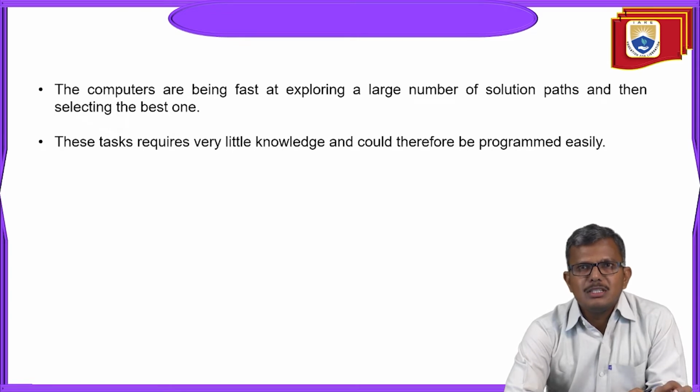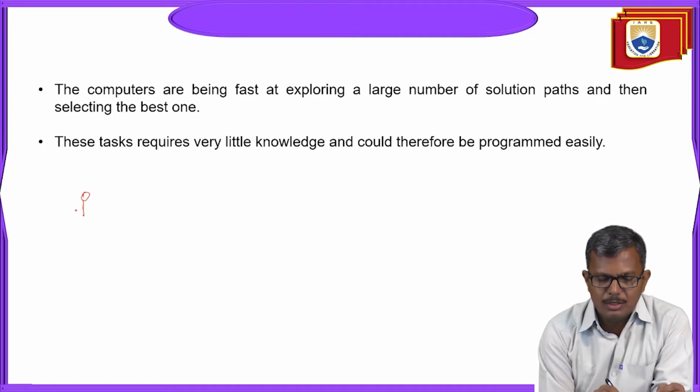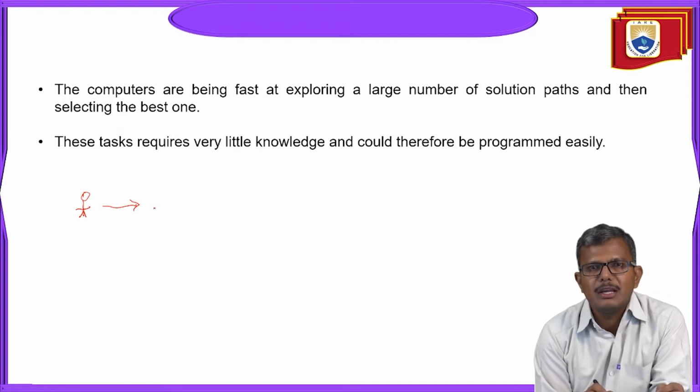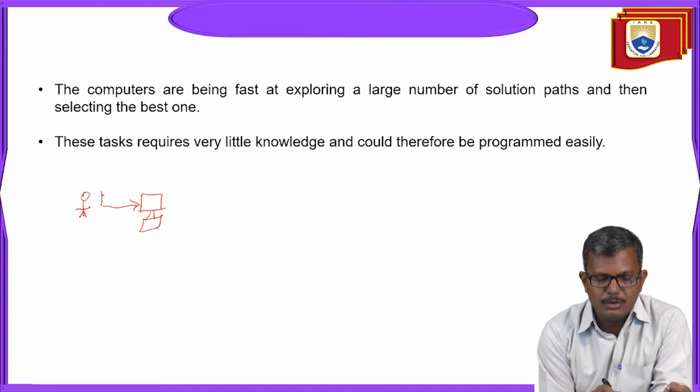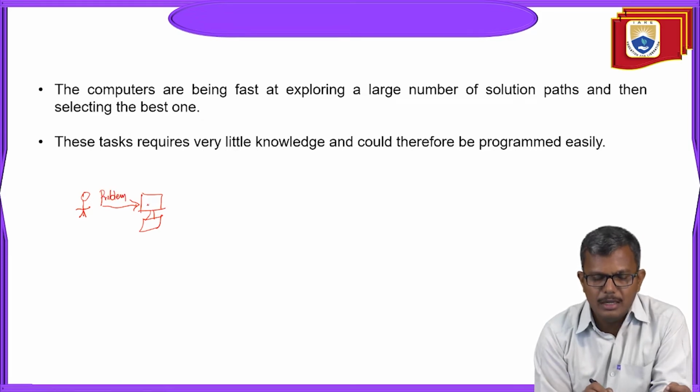So the computers, as we said, are fast enough to generate different kinds of solutions to a single problem. For example, being a user, being a human, generally we depend on machines whenever we have problems that are difficult for us to solve. Whenever a human has some kind of problem, he is going to depend on machines for problem solving. So we can say that there is a problem for the human, and that problem is given to the AI machine by converting the problem into a program.